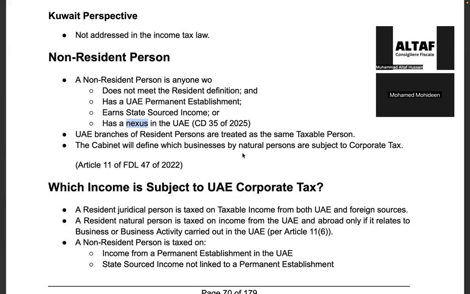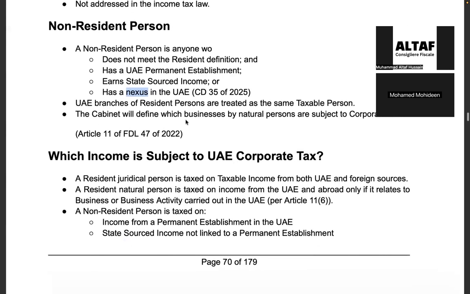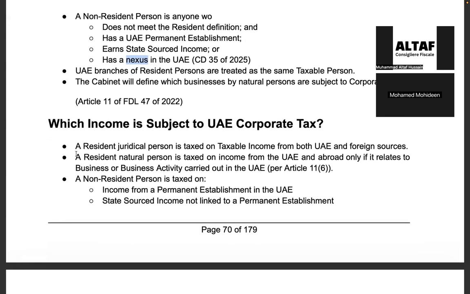Cabinet will define which businesses by natural persons are subject to corporate tax. So there's a cabinet decision on this particular topic. Which income is subject to UAE corporate tax? That's a topic of discussion. The resident juridical person is taxed on taxable income from both UAE and foreign sources. So if you really think about it, this is the worldwide income. Don't you think so?